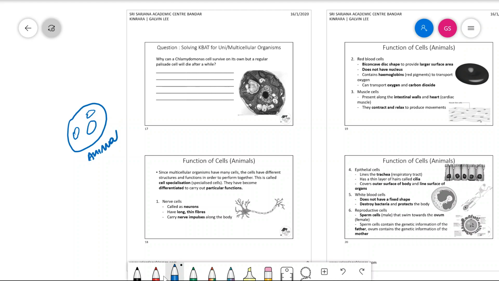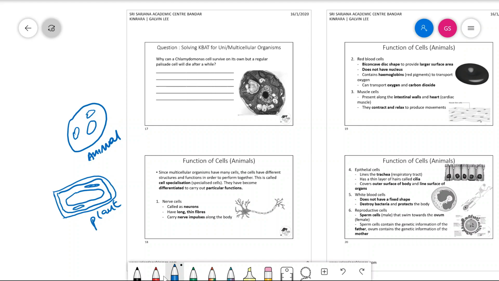And the second type is a plant cell, rectangular in shape. It has two layers, one is a cell wall, one is a cell membrane. Then you also have the vacuole in the middle, together with the chloroplast, mitochondria, and all the other things. So you have two main types of cell, animal cell and plant cell.